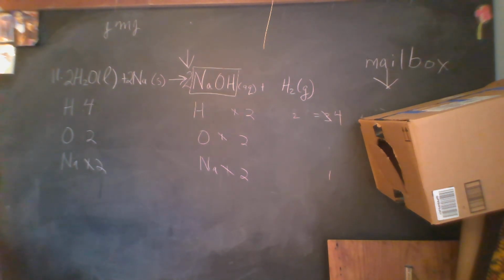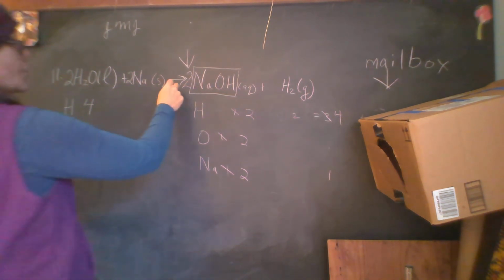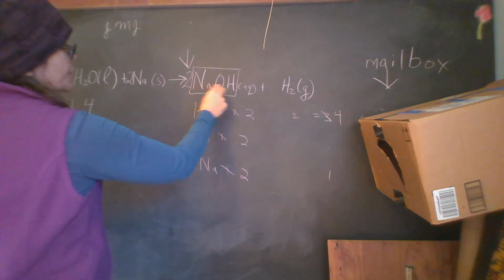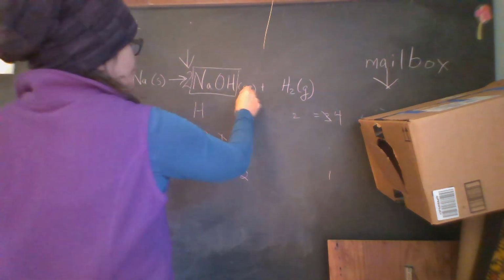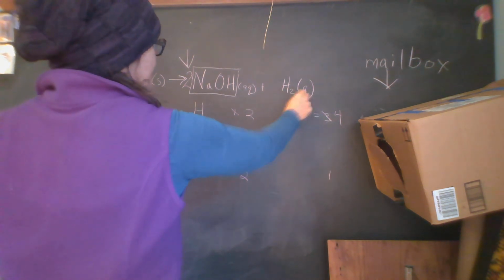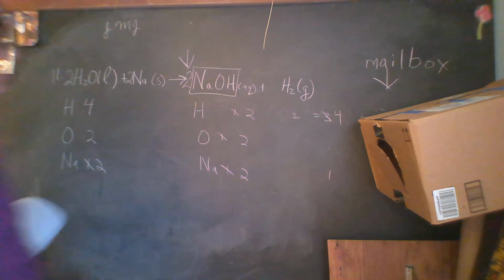So the way to balance this equation is to write it as 2 H2O liquid plus 2 Na solid. This is 2 waters in liquid form plus 2 sodium atoms in a solid form yields 2 NaOH, which is sodium hydroxide in aqueous form, plus H2, which is hydrogen in a gas form. Okay?